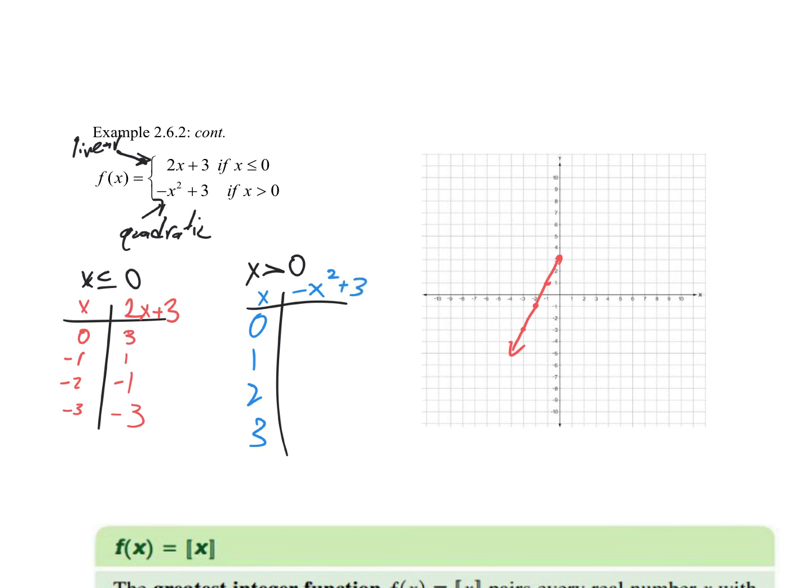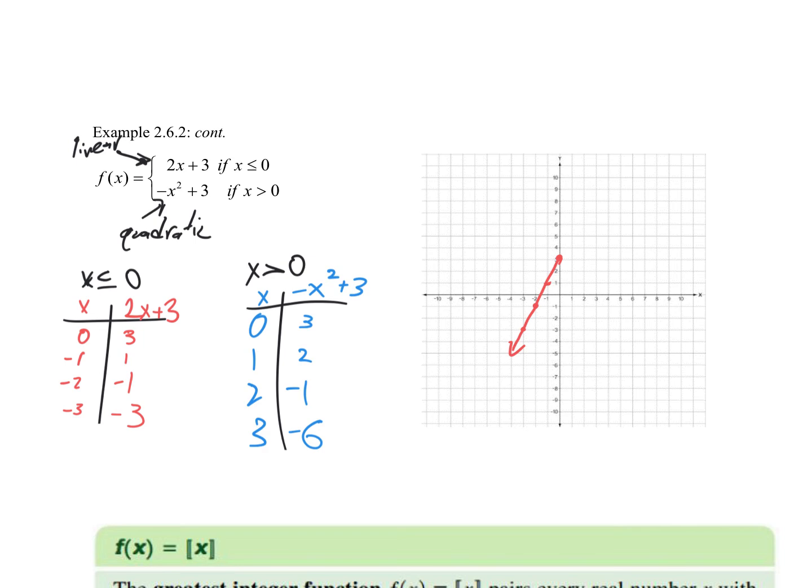Okay, so let's see, this is going to be 3. We're going to have -1 plus 3 is going to be 2. -4 plus 3 is -1. And -9 plus 3 is -6. Okay, so let's go ahead and put this on our graph.